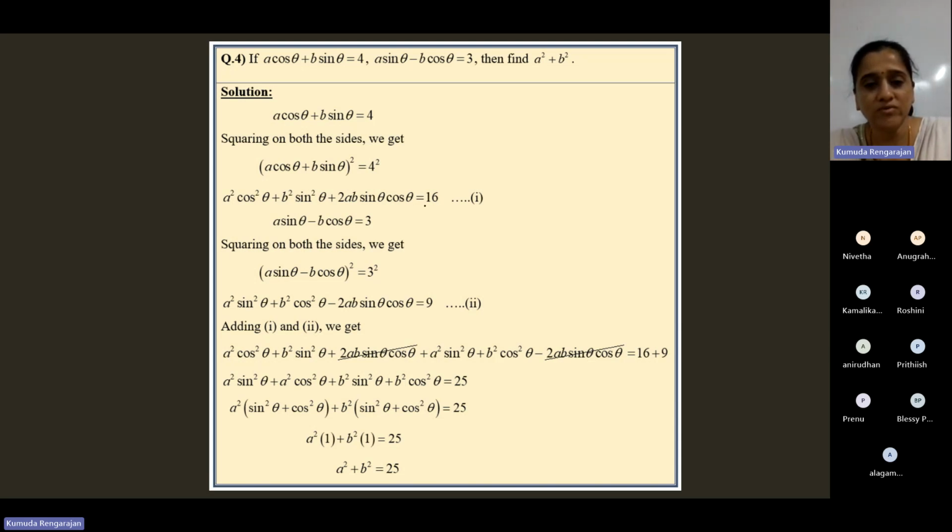So on the right hand side, what do we have? We have 16 and 9. So what is 16 plus 9? 25. So 25, see here, right?